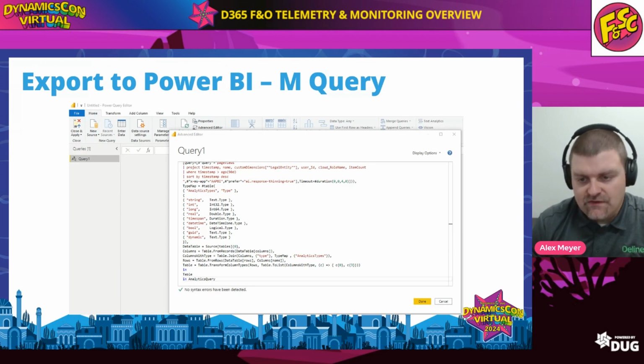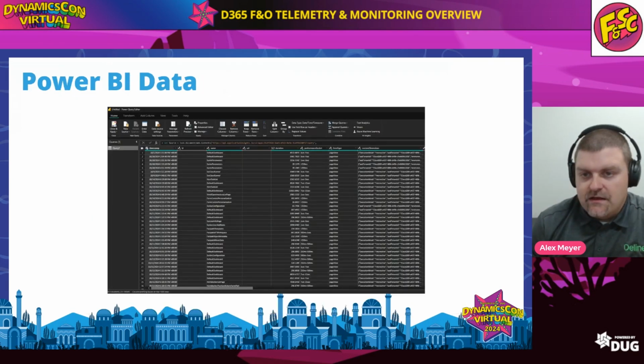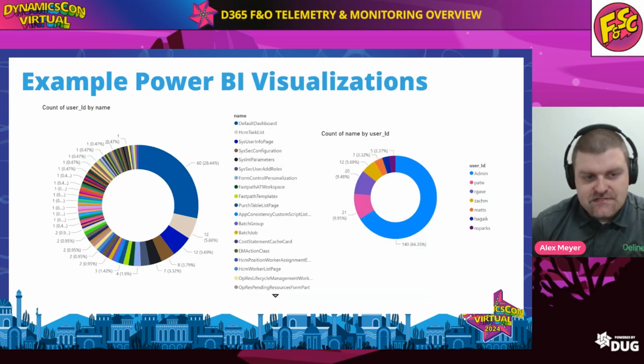So if I export that query and bring it over to Power BI, I can just copy and paste. It exports as a text file, which is super nice. And then I can take this and bring this into Power BI. I can then look at the data that's being brought in at that point. So this is the output of that. And then I can start to create visualizations on top of this.